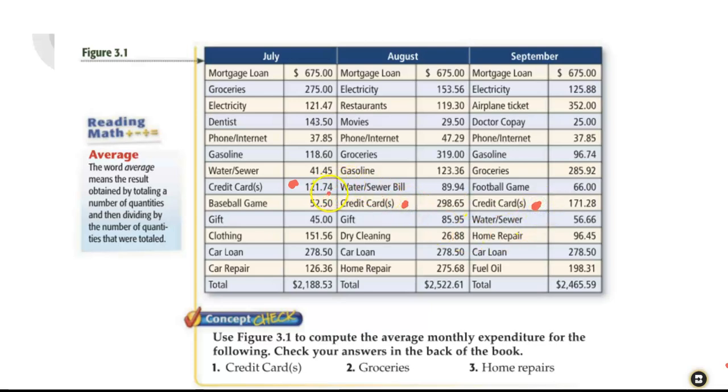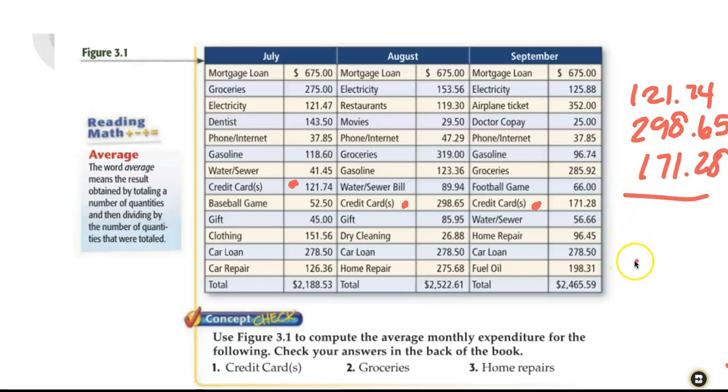So in July, I spent $121.74. In August, I spent $298.65, and in September, I spent $171.28. So I'd actually take $121.74 plus $298.65 plus $171.28, and I would add those up, and then I'd be dividing by 3, and I would get my answer for what my average monthly expenditure is.